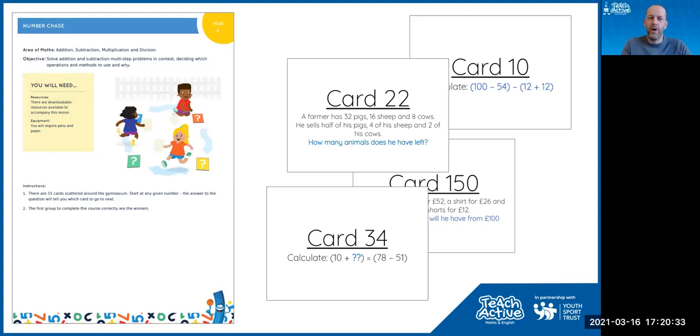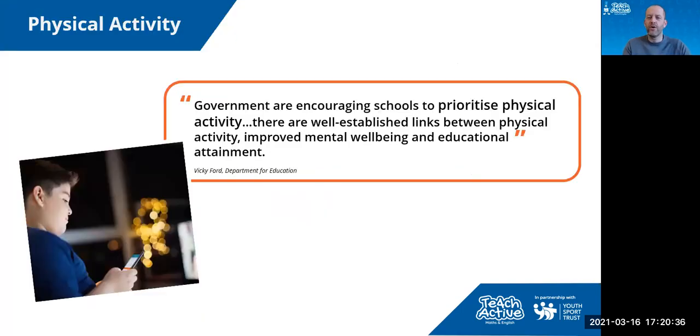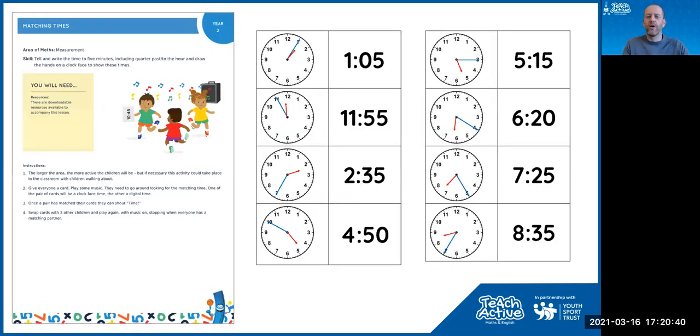If I was with you, we would play some games, and of course, Zoom is perhaps taking that away a little bit. But this year two game, you can see on the lesson plan, we've got the area of maths and we've got the objective. Some children would have an analog clock, some of us would have a digital clock. We might dance around the room to music, and when that music stops, we're all going to find a partner, and then we swap cards and we go again.